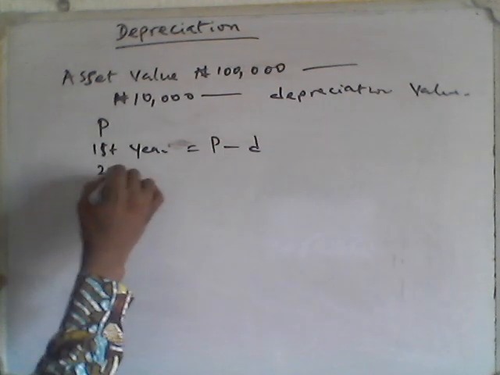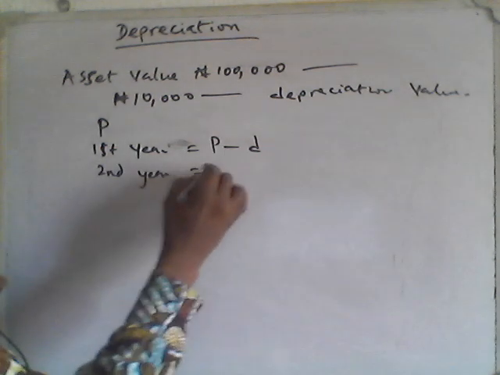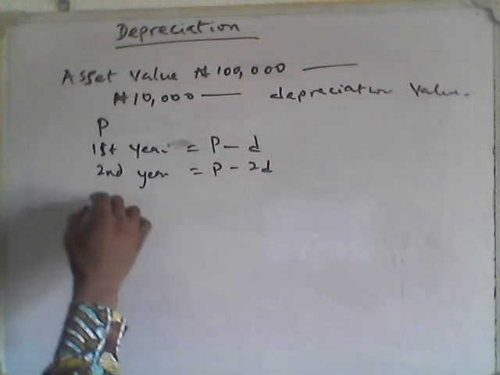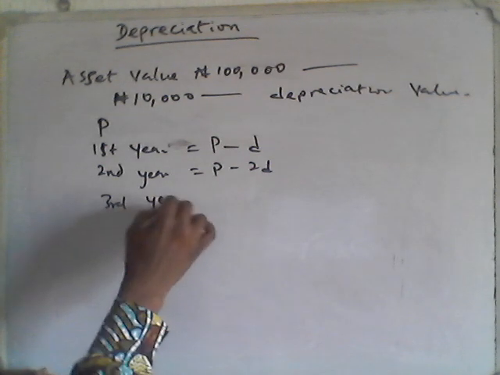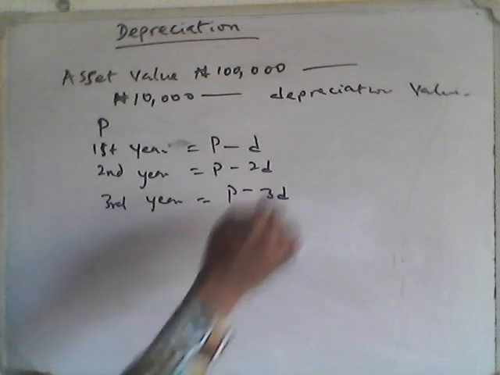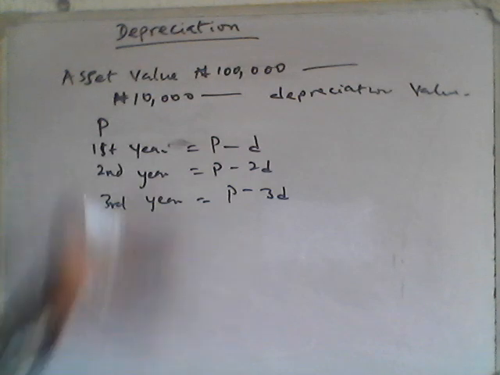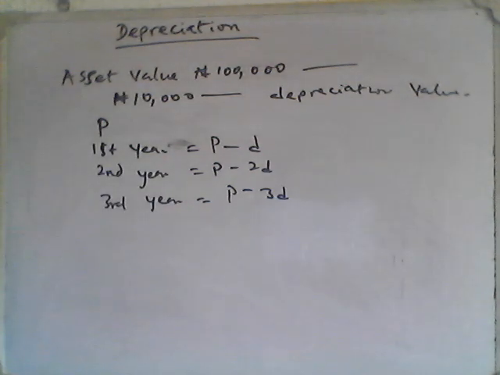The second year again, you take away 2D, and the third year you take away 3D. It will get to a point where the deductions will stop, because at that point, that's the value of this asset. You will appreciate this better if we apply this with some practical examples.